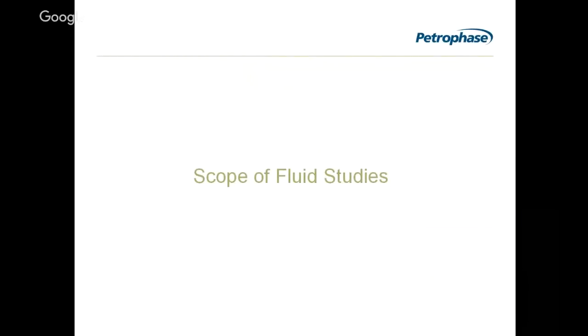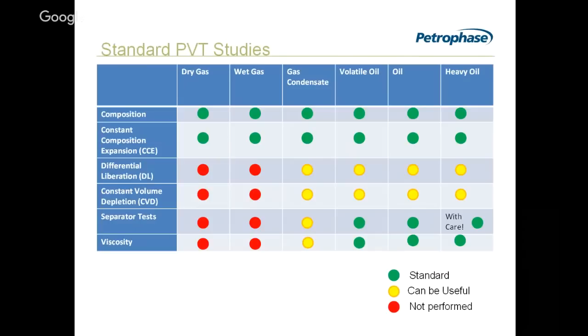So what is the scope of our fluid studies? Is it just PVT, black oil studies? What are we going to do? Well, these are conventional, the standard PVT studies. And a lot of these have survived industry for years and years. And I think some of them, to be honest, are getting beyond this sell-by date. Differential liberation, that's fairly useful. Constant volume depletion, I think less so.